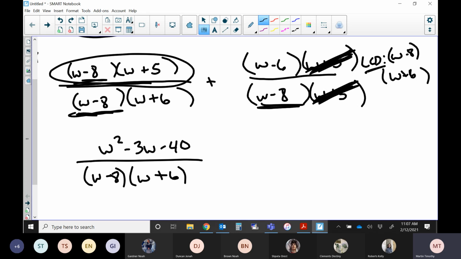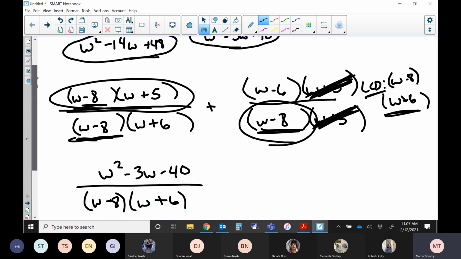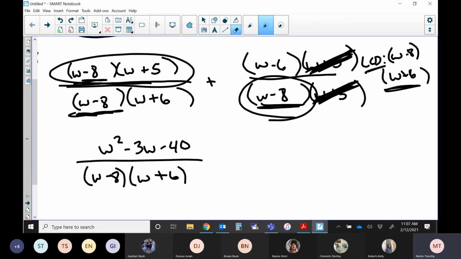So hopefully what you can see right here is this is just w minus 8. That means it's missing a w. Is this plus 6 or minus 6? Oops, that's a problem. My bad. That's supposed to be a minus 6. So that means my least common denominator is w minus 6.